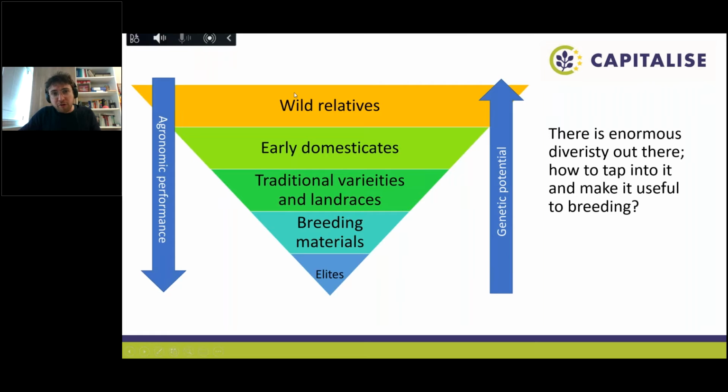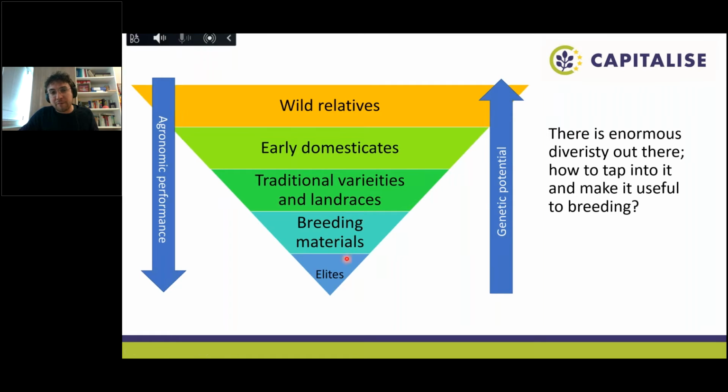So if we go from wild relatives, where we started our domestication process, which then went through early domesticated traditional varieties, landraces, breeding material, and up to elite varieties, which are now cultivated, at least in the so-called industrial agriculture. Of course, there's a gradient going for increasing agronomic performance and increasing agronomic desirability, but there is an opposite trend, which is in terms of genetic potential.